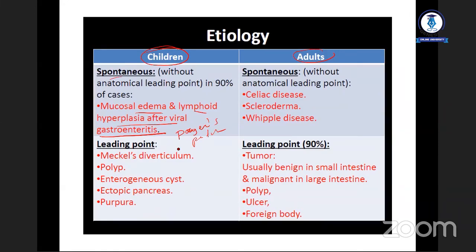What are the examples of lead point? Meckel's diverticulum is a very common finding. Polyps are also common. I think if you remember only these two, that's good enough. In case of adults, celiac disease, scleroderma, Whipple's disease, many things can happen. But yes, tumors, both benign and malignant, and polyps. These are the commonest lead points in case of adults.